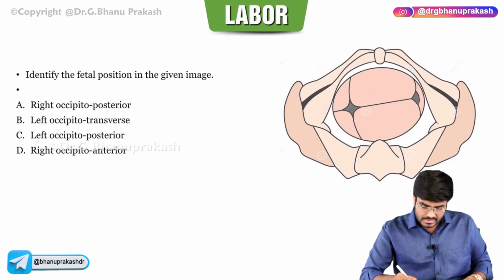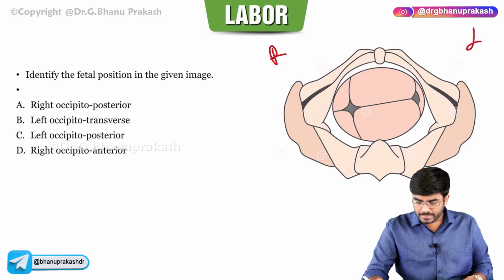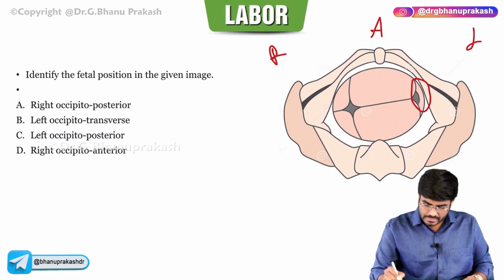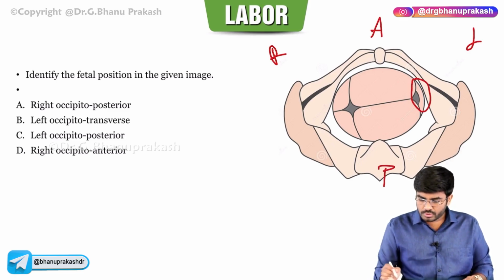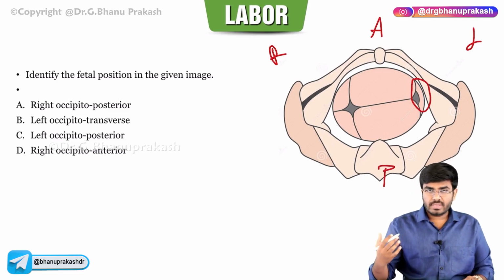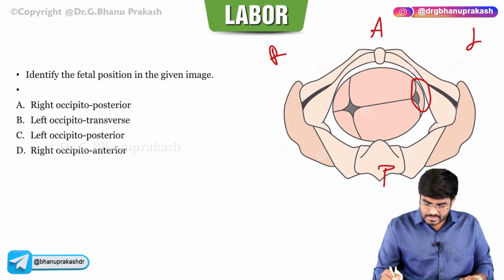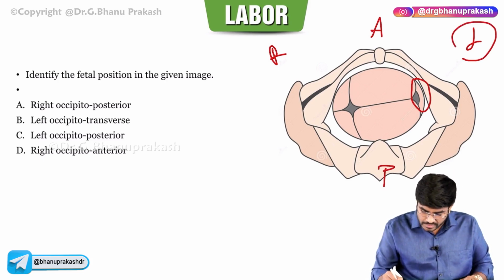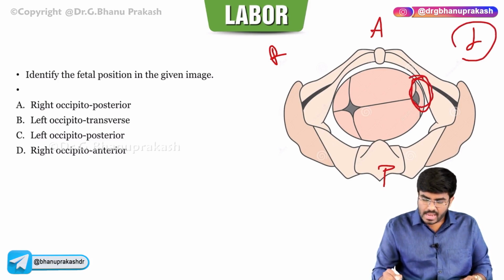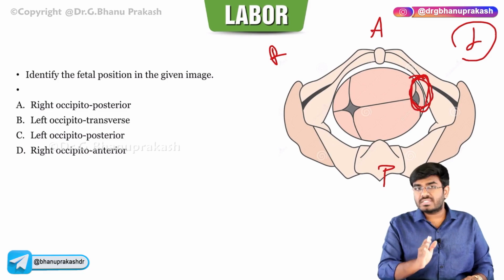Guys, see, this is the right side, this is the left side, here is the occiput, this is anterior, and this is posterior. So you should tell me what exactly is the position of the fetal head. See, it is left. Okay, why? Because occiput is our denominator. Left occiput means the occiput is towards the left side.